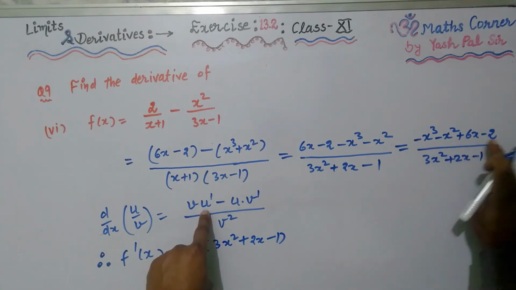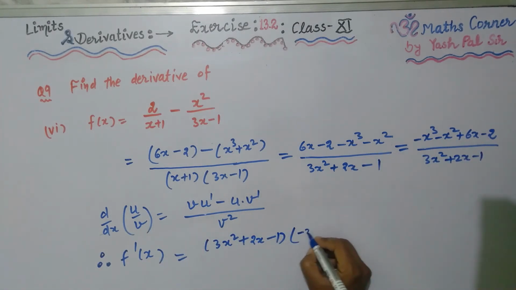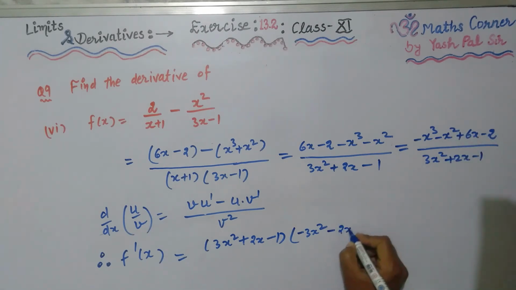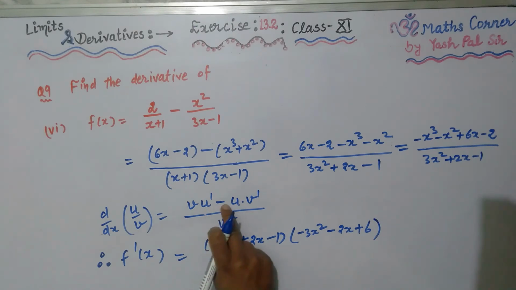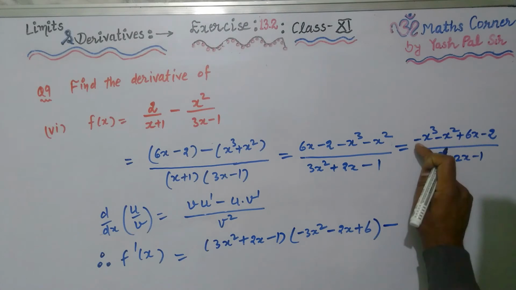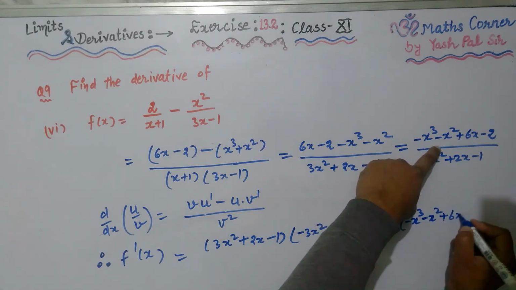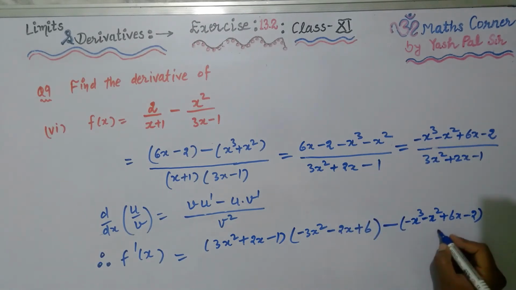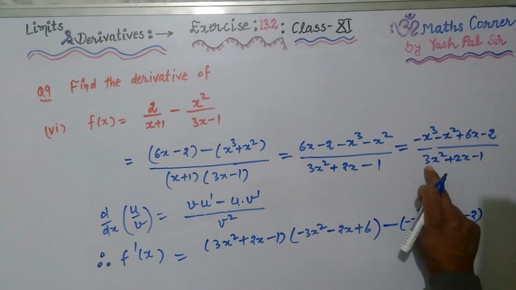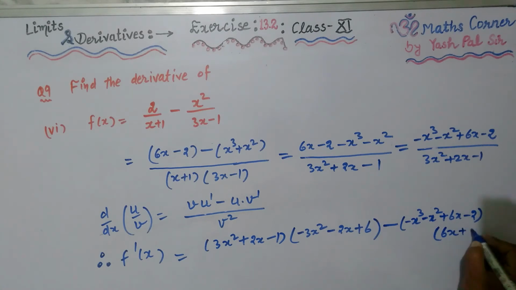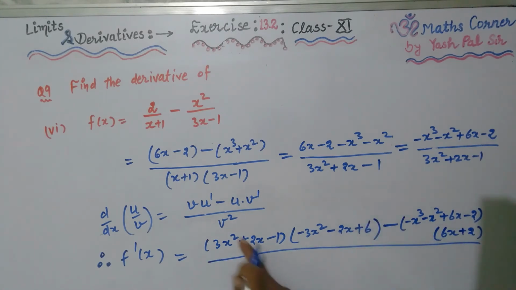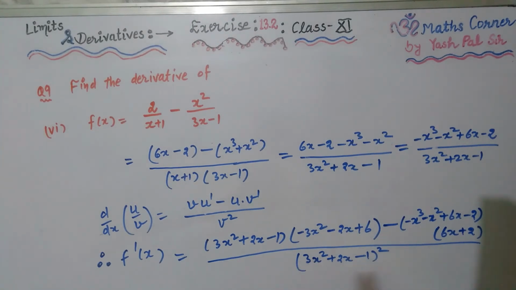U dash, its derivative, numerator's derivative: minus x cube derivative is minus 3x square, minus x square derivative is minus 2x, plus 6x derivative is 6, minus 2 derivative is 0. V into u dash minus u, what is u? This whole is u, minus x power 3 minus x square plus 6x minus 2. Next is into v dash, its derivative, 3 into 2, 6x plus 2x derivative is 2, whole divide square of the denominator, that is 3x square plus 2x minus 1, its whole square, right? On simplifying this, we can get the answer.